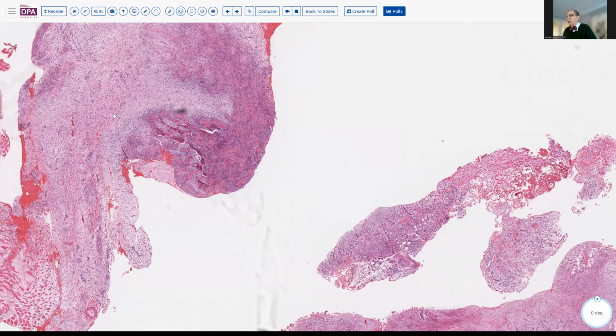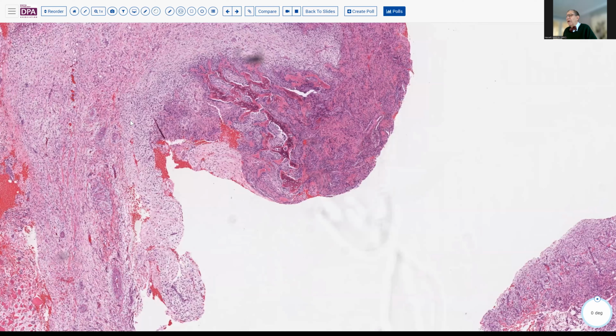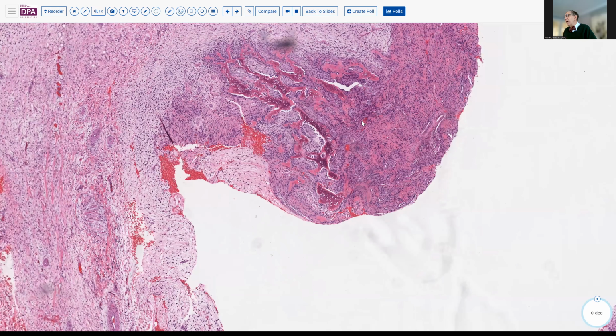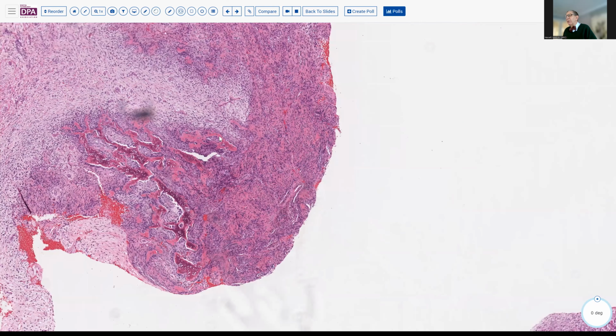What we see here is actually somewhat similar to what we've seen with some of the previous cases, especially the aneurysmal bone cyst. We've got some loose fibromyxoid tissue. We've got a little bit more cellular tissue. We've got some reactive woven bone tissue, and some degree of cellularity in some of these tissues.